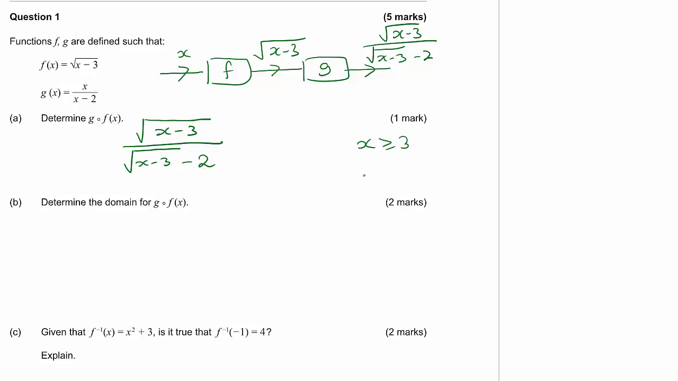But what we can't have is the square root of x minus 3 being equal to 2. Meaning that x minus 3 is equal to 4, because that would give us a 0 on the bottom. So we can't have x is 7. So we are going to have real values such that x is greater than or equal to 3, but not equal to 7.